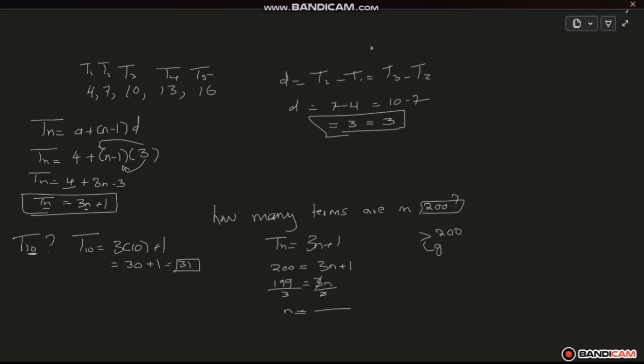Sometimes they can say how many terms are greater than 200, meaning that you will no longer use Tn equals, but you will write Tn is greater than 200 and solve for n. Or they can ask how many terms are less than 200, meaning that where there's Tn you substitute 200, then you write less than 3n plus 1, if that was the case. I hope you are following, but after this I'll make an example that does whatever I'm saying right now.